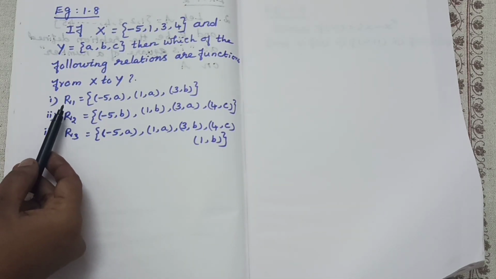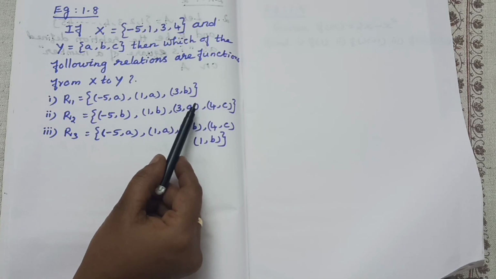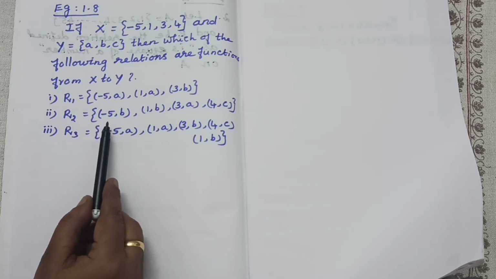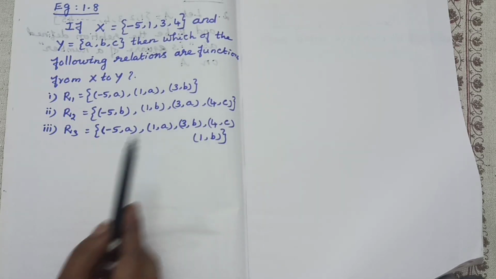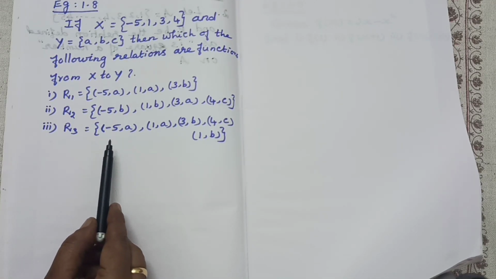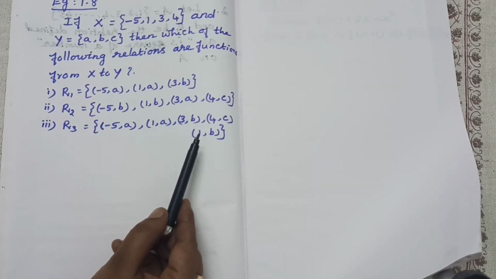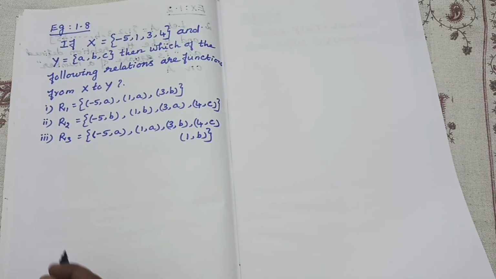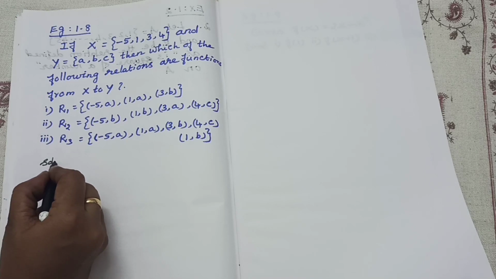First subdivision, R1 is equal to the set of minus 5 comma A, 1 comma A, 3 comma B. Second subdivision is R2 is equal to the set of minus 5 comma B, 1 comma B, 3 comma A, 4 comma C. Third subdivision is R3 is equal to the set of minus 5 comma A, 1 comma A, 3 comma B, 4 comma C and 1 comma B. Like this, 3 relations are given, isn't it? Then the first one, solution.